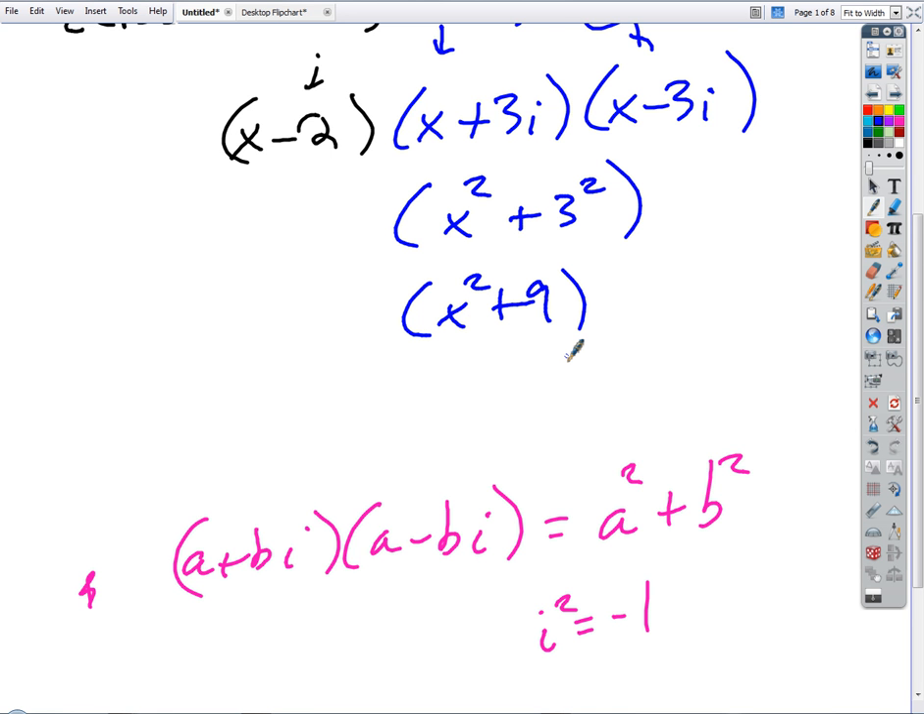You can FOIL it out and the terms will cancel and you'll get that result. That's just a lot quicker if you remember that. And all I have to do is just distribute the x minus 2, and we're done. Okay? So they really don't make it any harder when you have i squared.